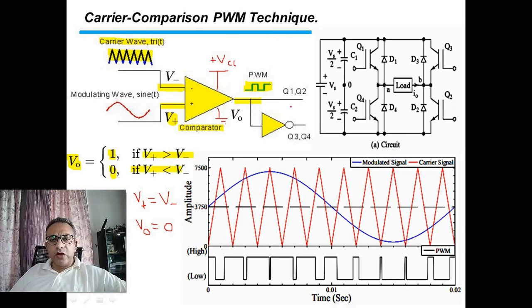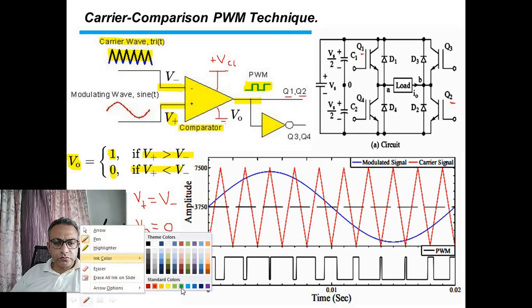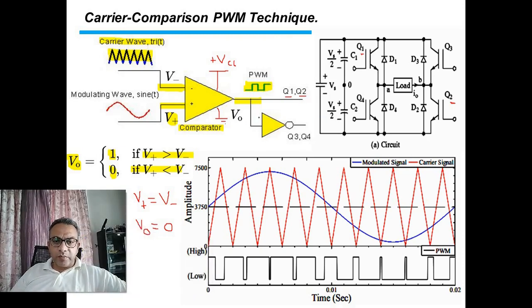Therefore, let us look at the output of the comparator. We take two outputs. The first output is directly given to Q1 and Q2. This is Q1 and this is Q2. That looks very logical. And now comes the second part. The output of the comparator is also provided to an inverter, that is a NOT gate. This is the NOT gate.